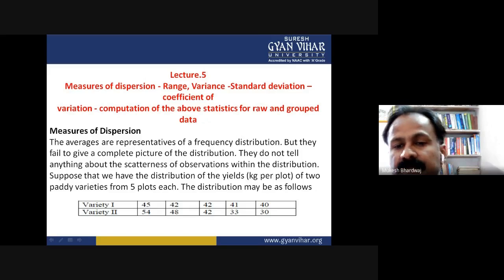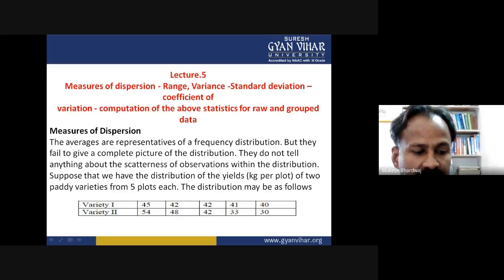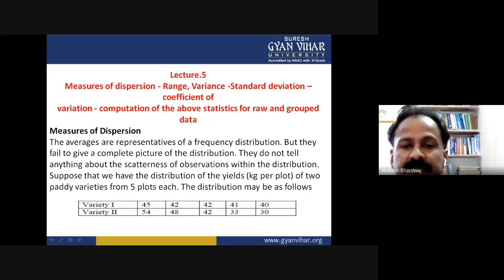Suppose that we have the distribution of the yield per plot, kg per plot, of two paddy varieties from 5 plots each. The distribution may be as follows. Variety first and variety second in different 5 plots or in different 5 beds are given.